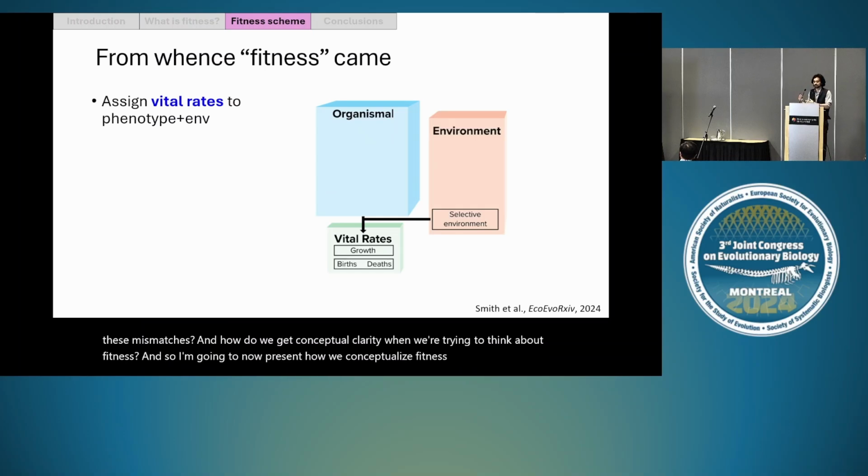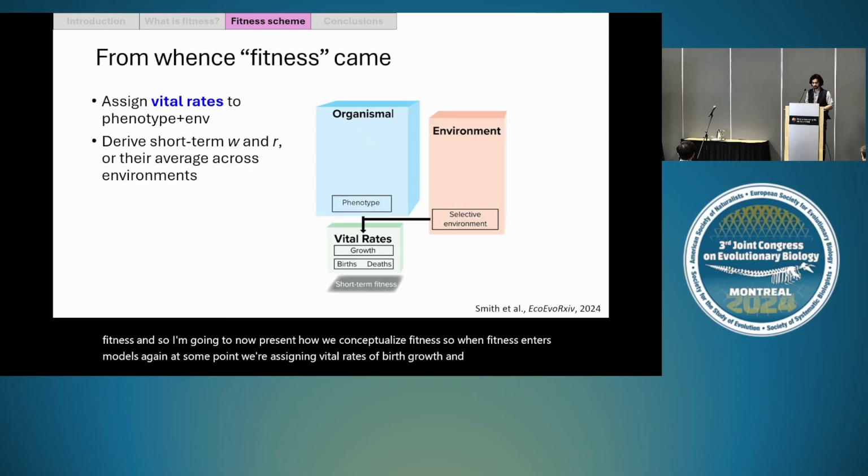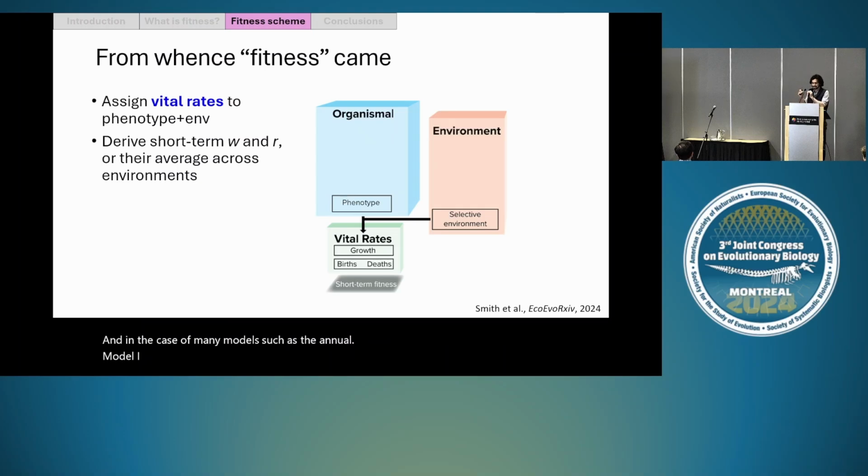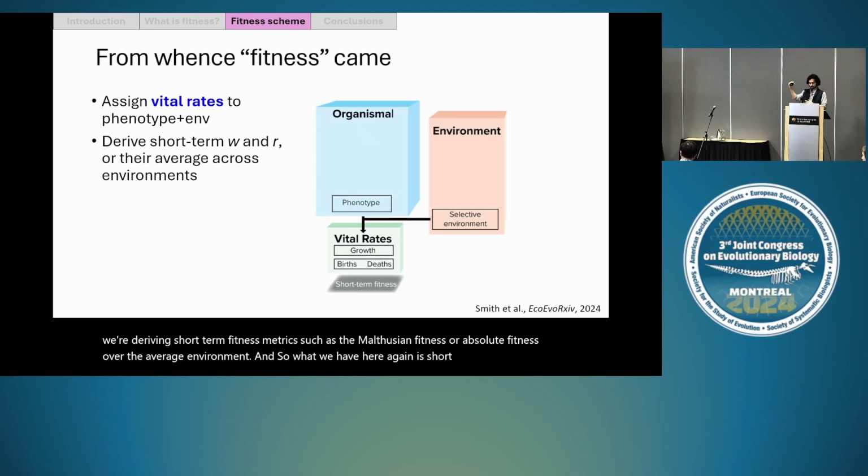So when fitness enters models, again, at some point we're assigning vital rates of birth, growth, and death. And in the case of many models, such as the annual seed bank model I just talked about, we are assigning how the specific selective environment phenotype match leads to a particular set of vital rates, and we're deriving short-term fitness metrics such as the Malthusian fitness or absolute fitness over the average environment. And so what we have here again is short-term fitness is this murky shadow underlying vital rates.